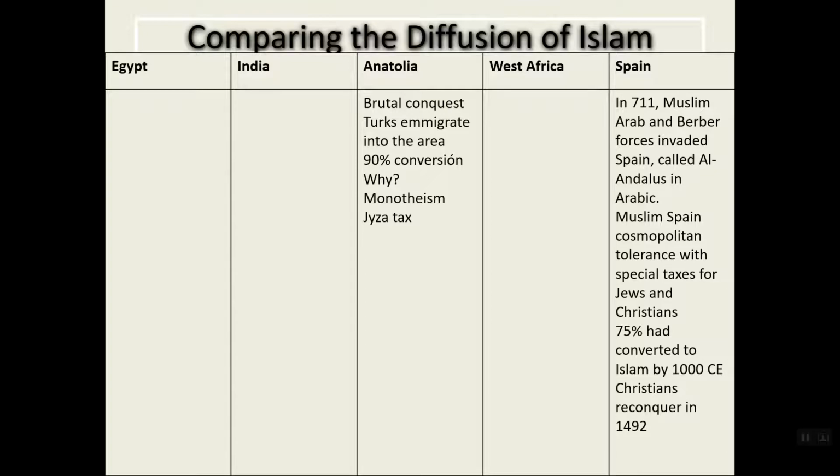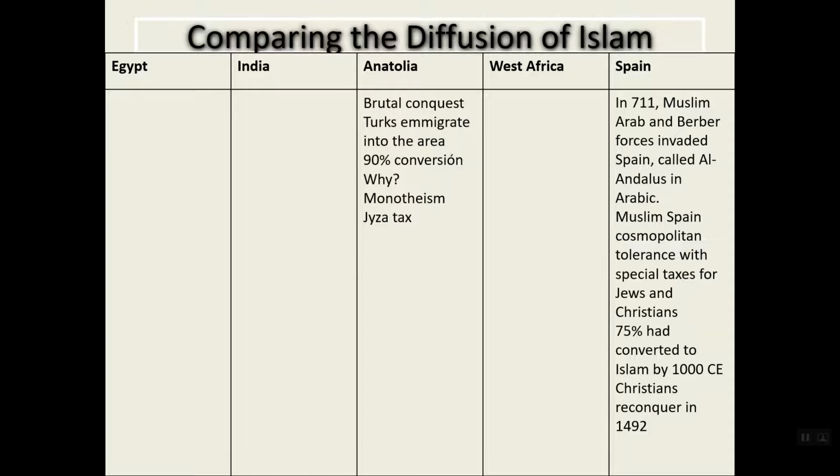So in Spain, by 1711, Muslim Arab Berbers had invaded Spain, called it Al-Andalus. So Muslim Spain at the time became one of the centers of learning in Europe, but in the Muslim world. By the time of 1000, about 75% of the people had converted, mainly to avoid the special tax, but also to move up in the society.